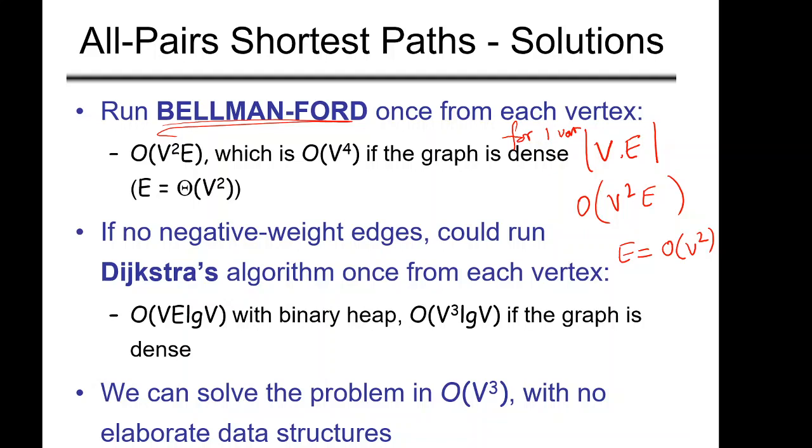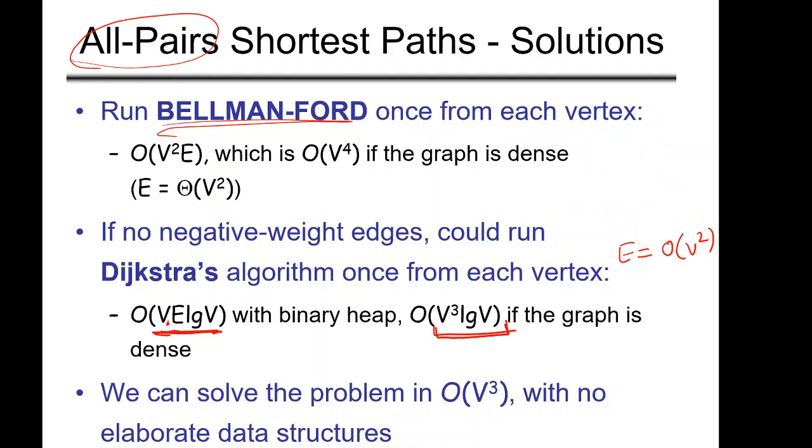The complexity of Dijkstra algorithm is E log V for one vertex. Now if we have to find all pair shortest path, we have to run the algorithm for each and every vertex, changing the source in every iteration. So the complexity becomes V times E log V. And if it is a dense graph, then the complexity is V cube times log V. Agreed?